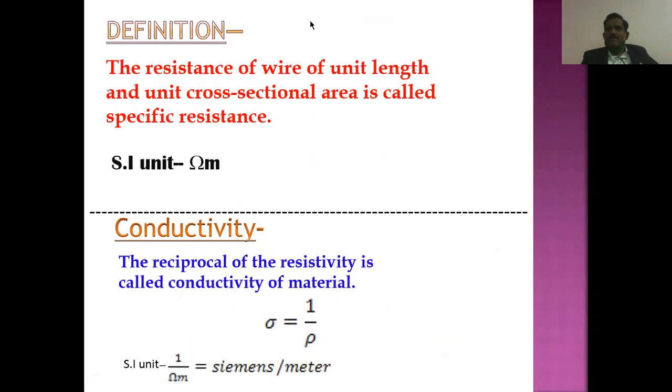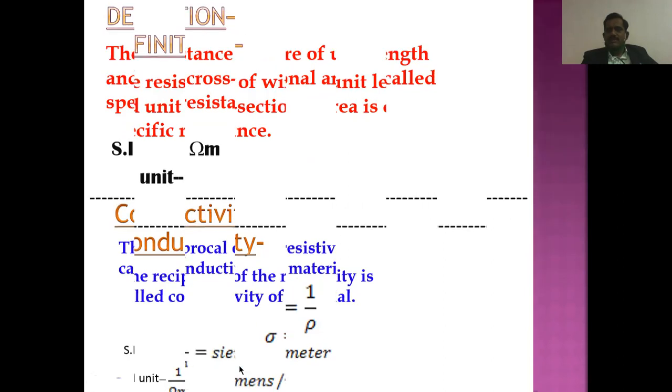The unit of specific resistance is ohm meter. When we take the reciprocal of the specific resistance, it is called the conductivity, and it is denoted by sigma. So the reciprocal of the resistivity or specific resistance is called the conductivity of the material. The SI unit of conductivity is Siemens per meter. 1 upon ohm is called the Siemens.